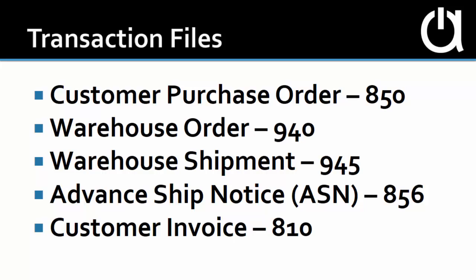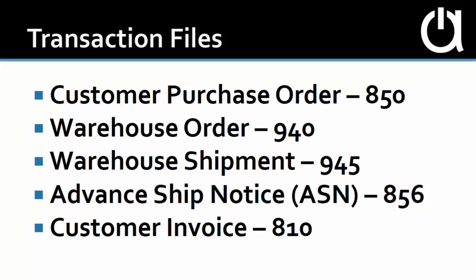The available transaction files are customer purchase order, warehouse shipment, advanced ship notice, and the customer invoice. The customer purchase order, also known as the 850, is sent to a folder on your network or via FTP from the EDI provider for you to receive and to activate to create sales orders.